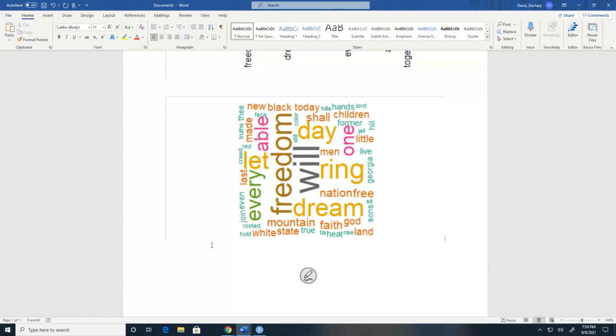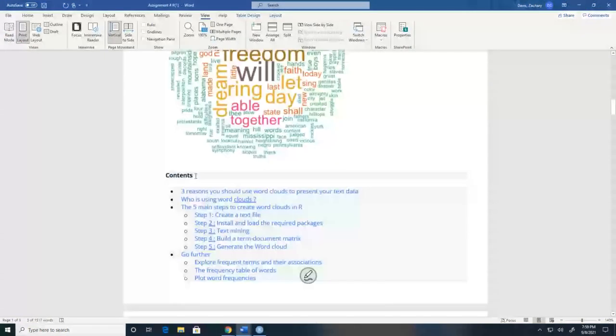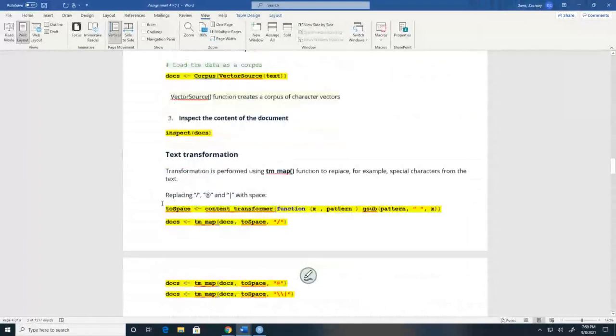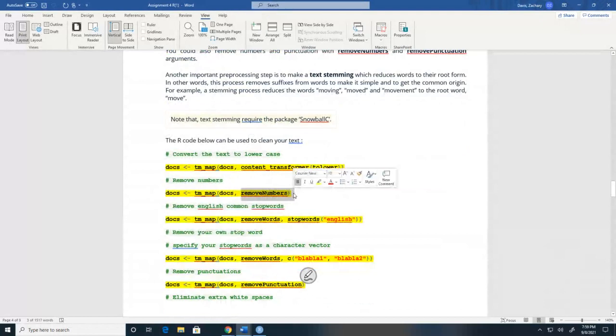Hey, Professor, I inspected the doc, and it looks like it has page numbers or something. Is this going to get rid of the page numbers, too, when you clean the data? Let's see where it is. You should remove numbers. Oh, nice. Okay. Cool. Thanks. Hypothetically, it should remove the numbers.